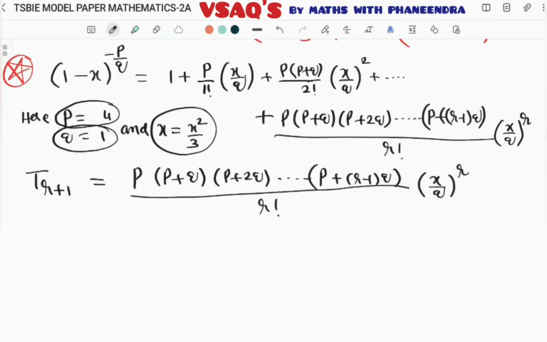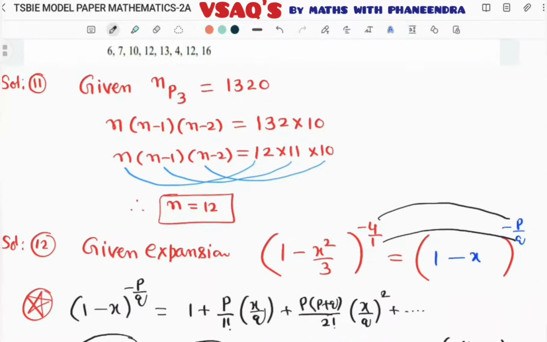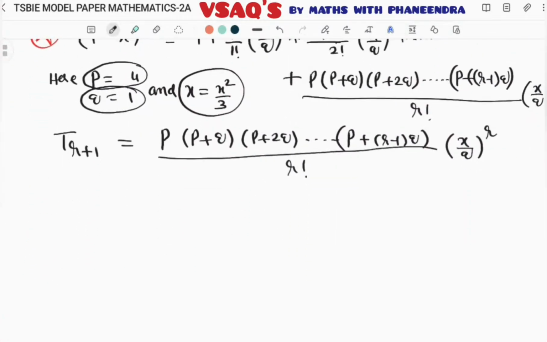So they are asking for T7, the seventh term in the question. Just to revise, T7 is T6 plus 1, that means r is equal to 6 in this case. So the p value is 4: 4 into 4 plus 1, 4 plus 2, 1 into 2 and so on. Here, r minus 1 with r value 6 means till 5.